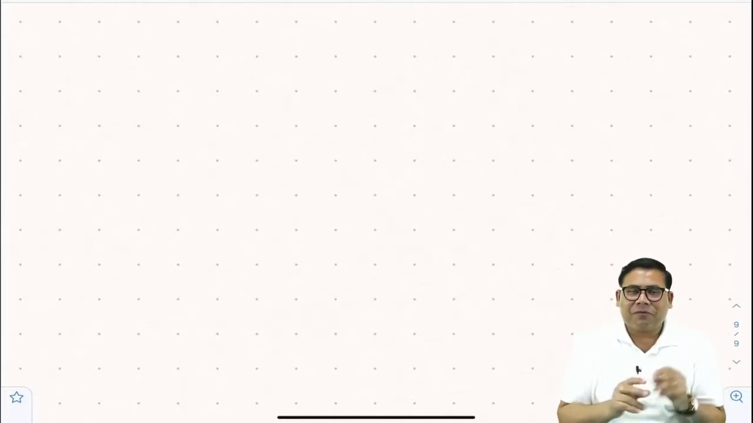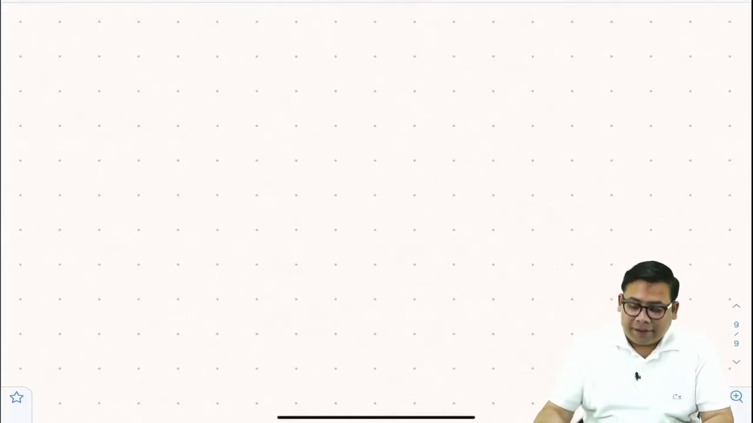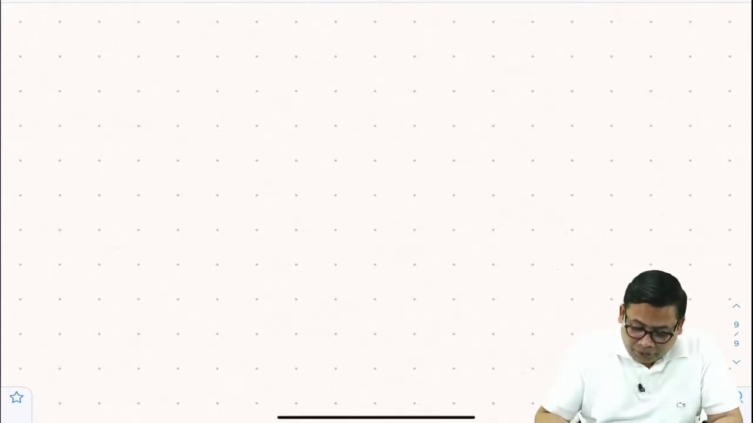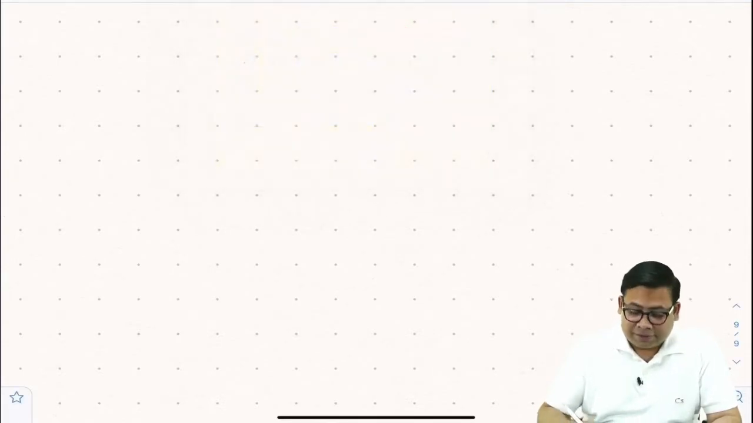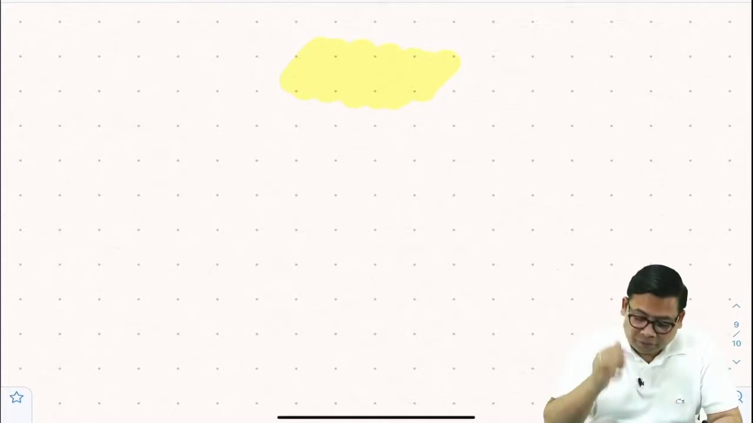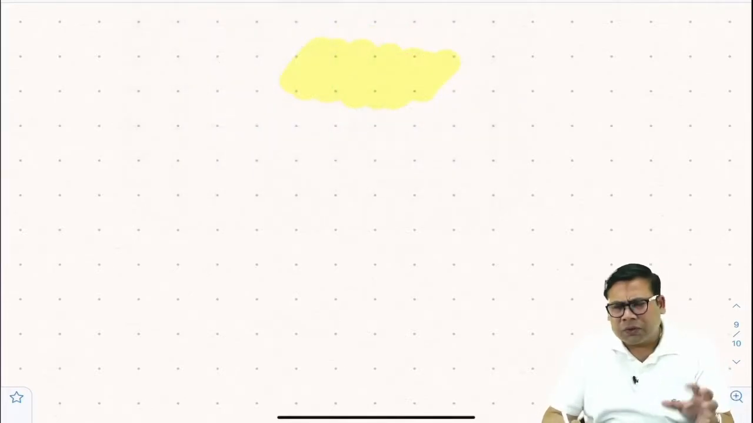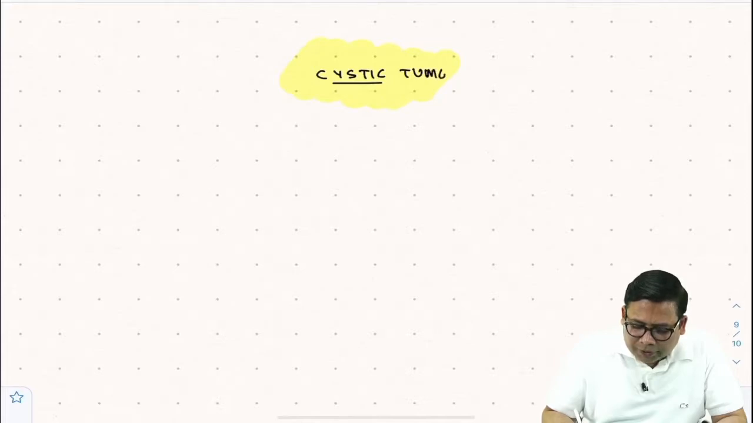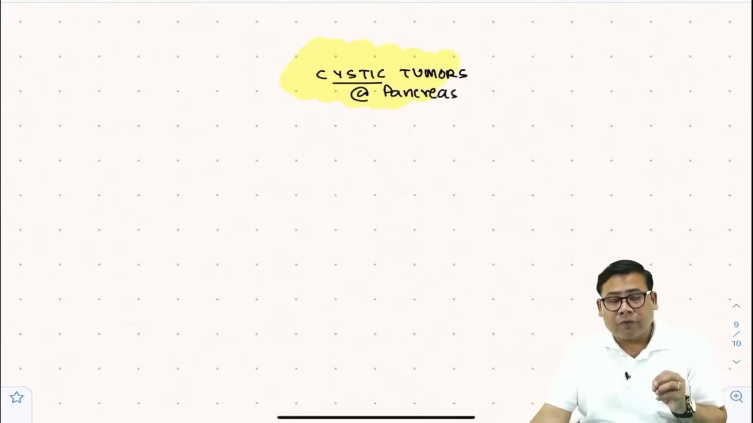Today I'm going to discuss a very simple and important topic, and that is pancreatic cystic tumors. Whenever we talk about the tumors of the pancreas, one very much ignored topic is the cystic tumors of the pancreas, and this is where you actually get confused. Whenever we talk about the cystic tumors of the pancreas, there are 2-3 important things that we have to be very careful of.